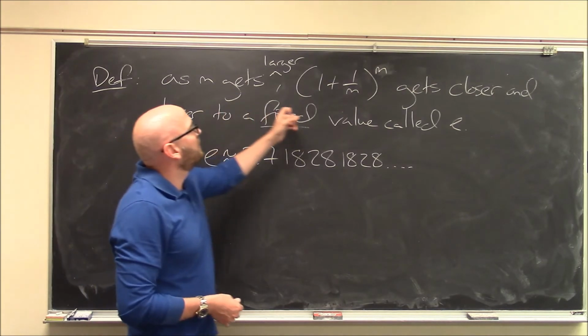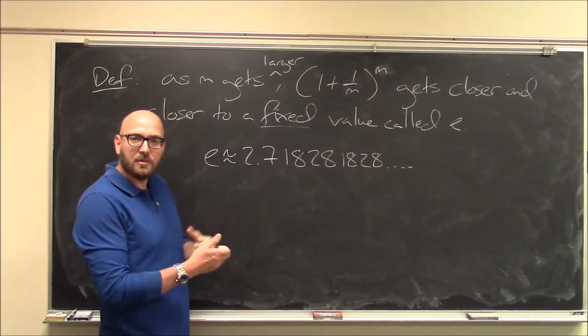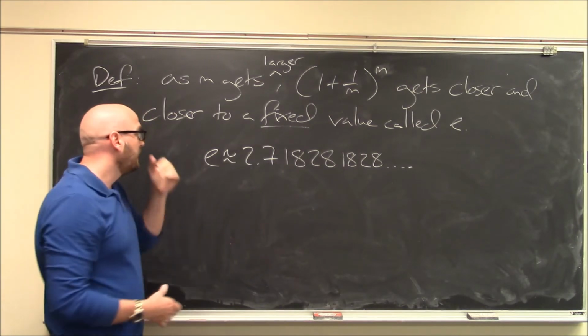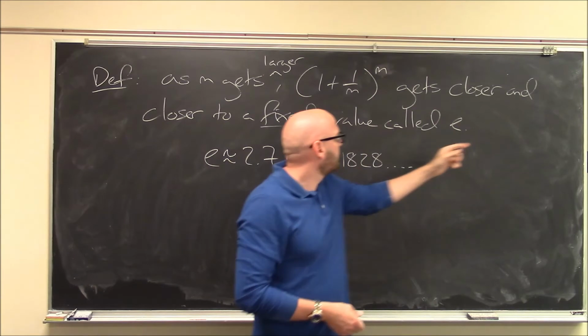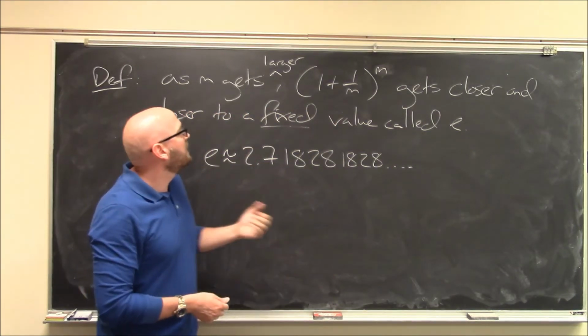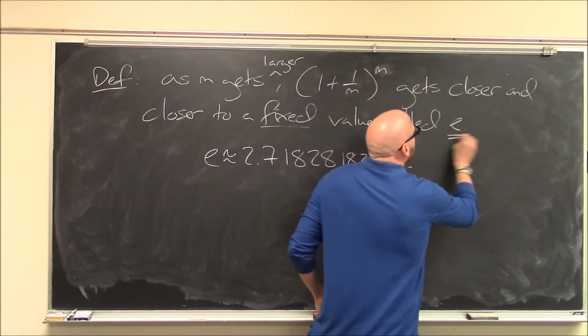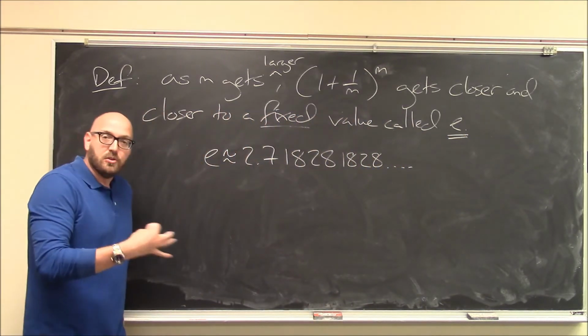But as m gets larger, you'll find that this expression actually isn't blowing up. It's not getting larger and larger and larger forever. It's actually getting closer and closer to a fixed value. So it's getting closer and closer to a fixed number, and that number we call e. It's a very special number. Right behind, everyone knows pi, right?